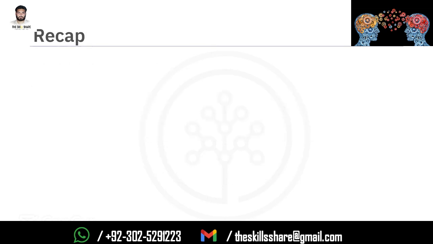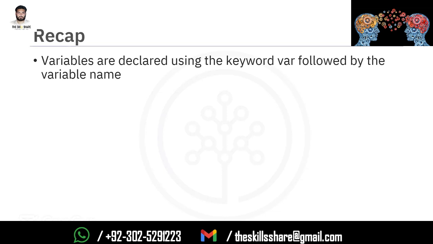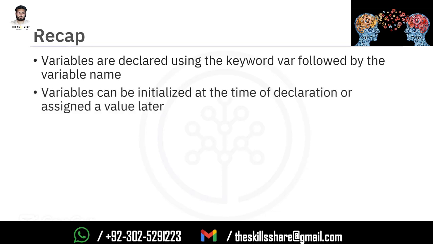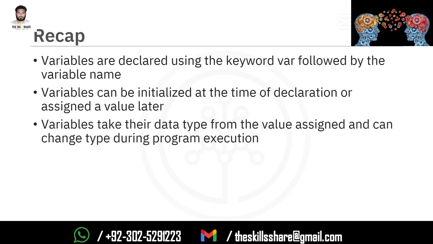In this video, you learned variables are declared using the keyword var followed by the variable name. You can initialize variables at the time of declaration or assign a value later. You do not need to declare the data type of a variable. Variables take their data type from the value assigned and can change type during program execution.